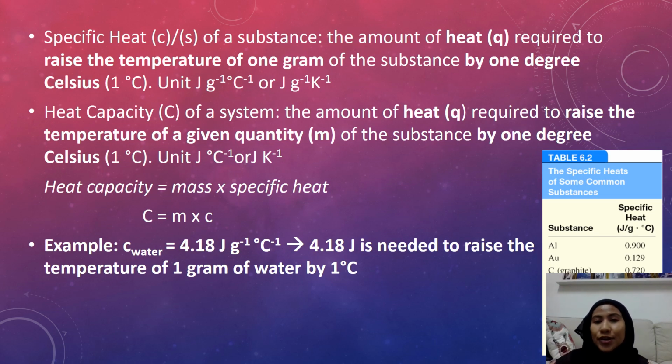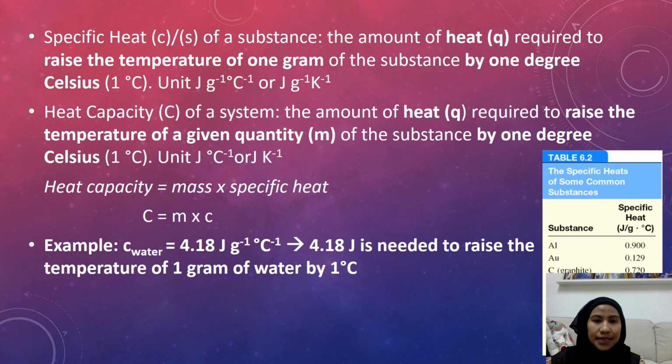Before we discuss more on the calculation related to the calorimetry method, we need to become familiar with a few important terms. The first term is specific heat of a substance. The symbol is C, or sometimes we can also use S as the symbol. Specific heat of a substance is the amount of heat required to raise the temperature of 1 gram of the substance by 1 degree Celsius, and the unit for specific heat is joule per gram degree Celsius, or joule per gram Kelvin.